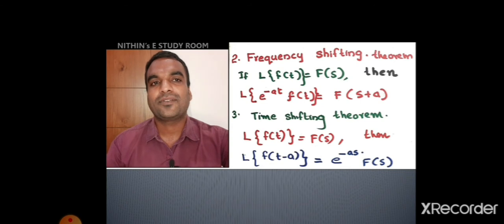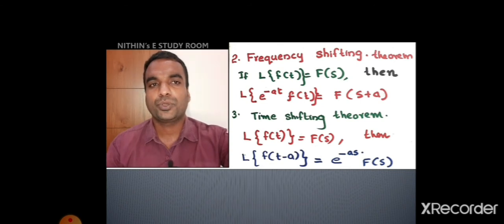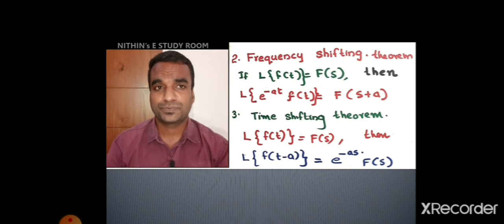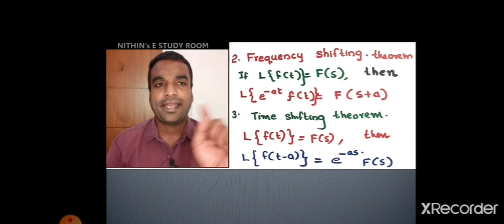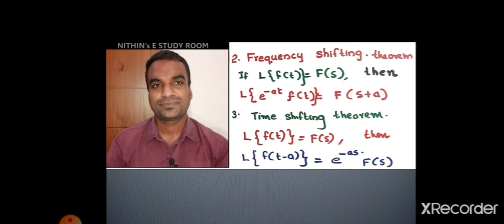In my example, what is a? I already told you e raised to minus 2t. So a is equal to 2. So F of s plus a is equal to 1 by s plus 2.